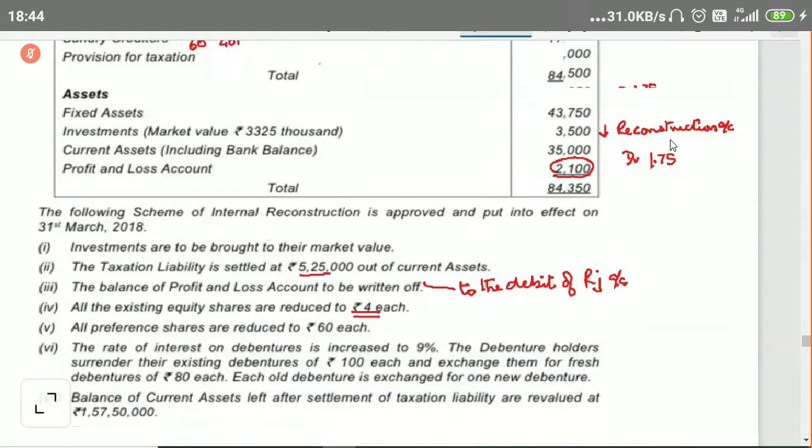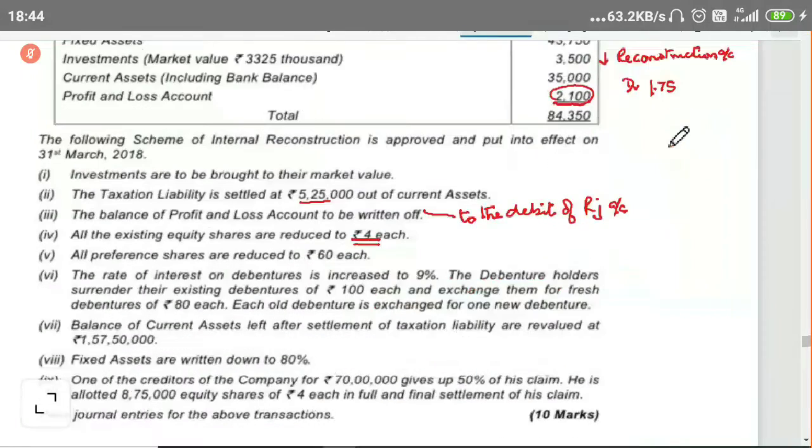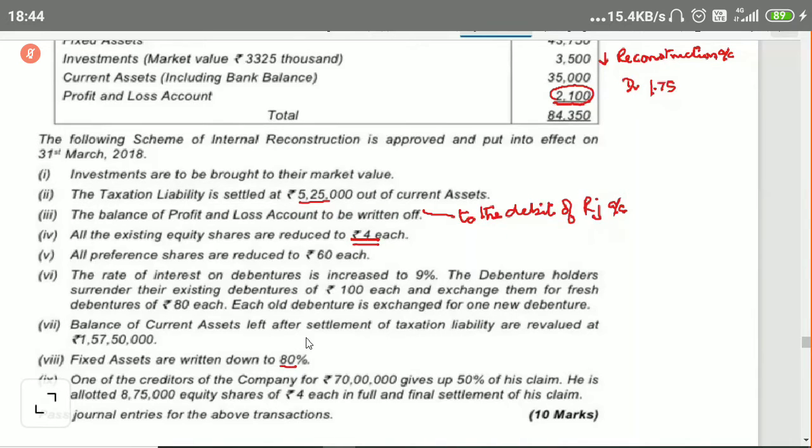No big deal. The balance of current account left after settlement is to be revalued at 100. It is very confusing: here they have given figures in thousands, and here in actual lakhs. You have to be very careful. Fixed assets are to be written down to 80%. One of the creditors for 70 lakhs gives up 50% of his claim. He is allotted 8,75,000 shares of 4 each in full and final settlement.